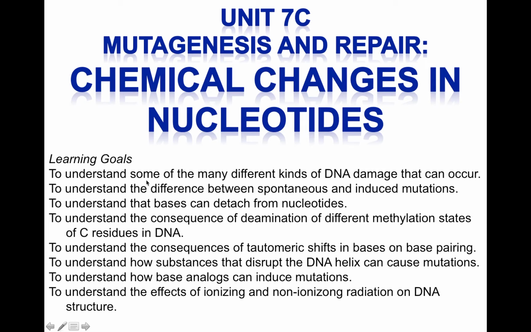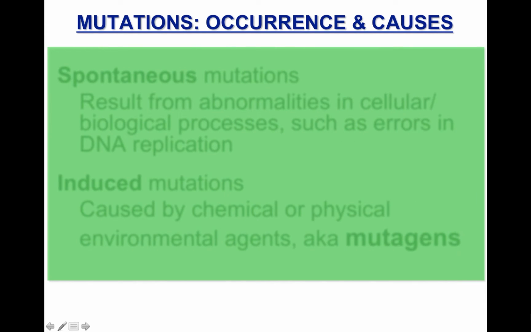Our learning goals are to understand some of the many different kinds of DNA damage that can occur, to understand the difference between spontaneous and induced mutations, to understand that bases can detach from nucleotides, to understand the consequences of deamination of different methylation states of C residues in DNA, to understand the consequences of tautomeric shifts in bases on base pairing, to understand how substances that disrupt the DNA helix can cause mutations, to understand how base analogues can induce mutations, and to understand the effects of ionizing and non-ionizing radiation on DNA structure.